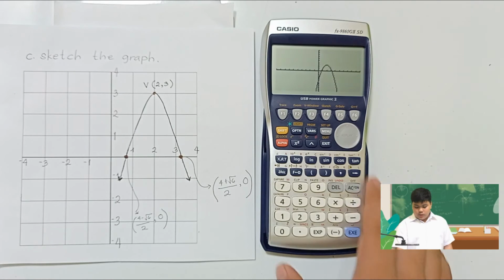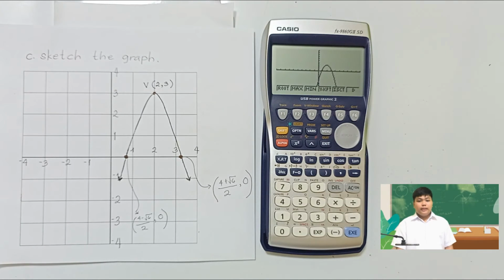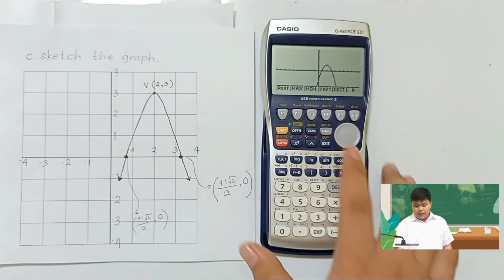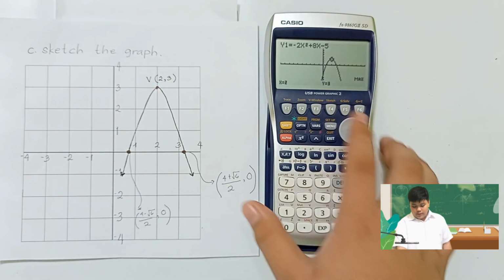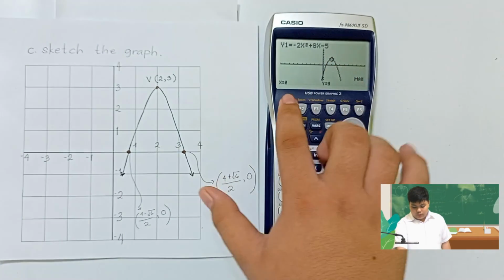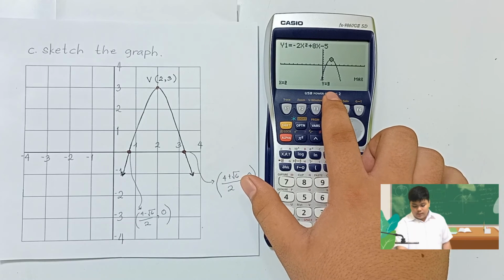To find the vertex, we need to press F5. And since we have a parabola that opens downward, we don't have a minimum point, but we have a maximum point. And the vertex is located at the maximum point. To get the maximum point, we need to press F2. So here's our vertex. At this point, x is equal to 2 and y is equal to 3.